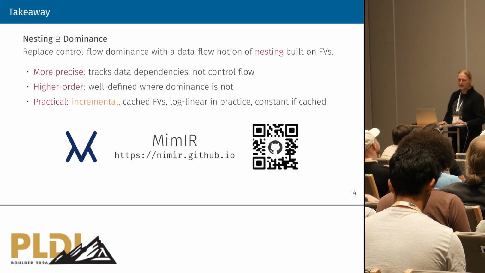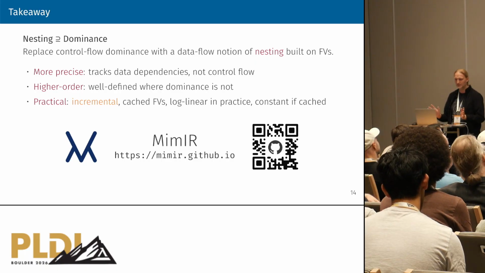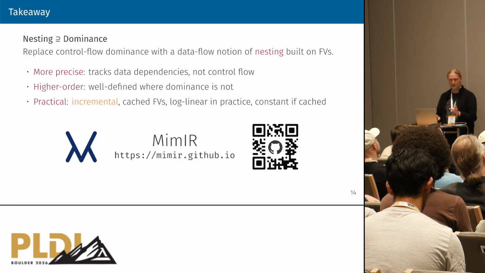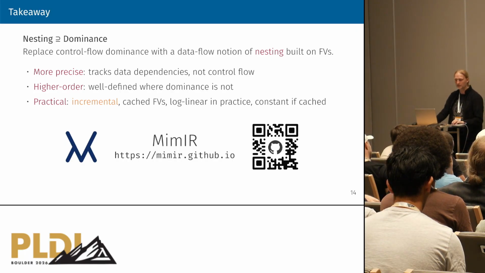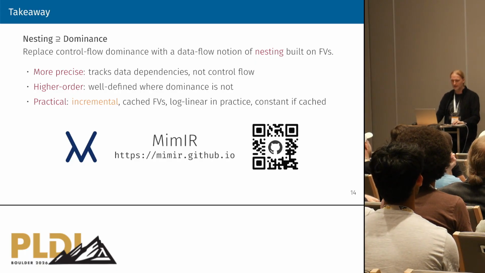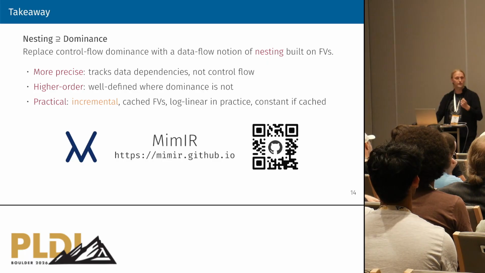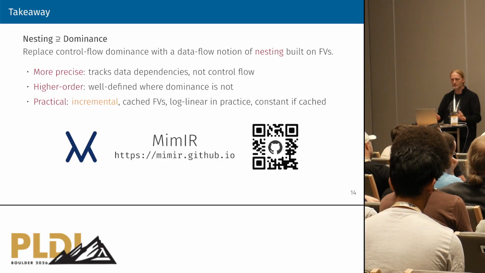So the takeaway is that nesting is a relaxed form of dominance, and we replace control flow dominance with a data flow notion of nesting built on free variables. It's more precise because it directly tracks data dependencies and not control flow. It supports higher order, well-defined where dominance is not, and it's practical. We have this incremental free variable analysis where we're caching the results, log linear in practice, and constant time access if the analysis information is already in the cache.